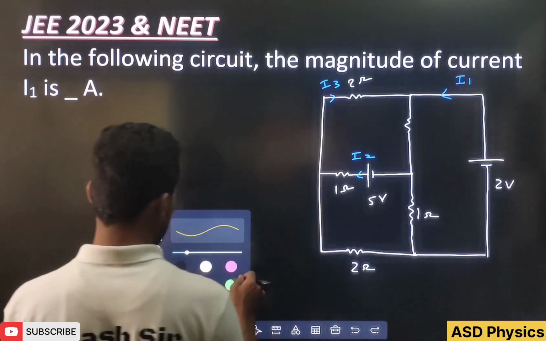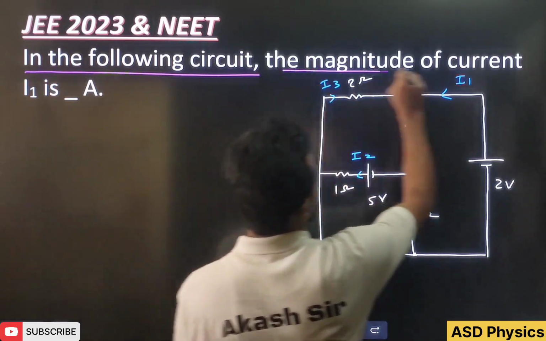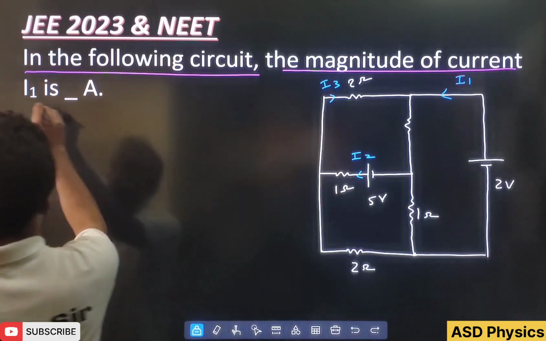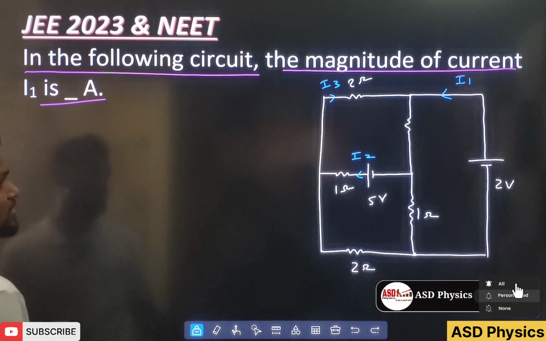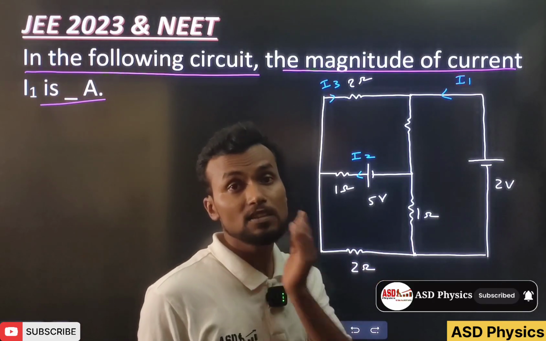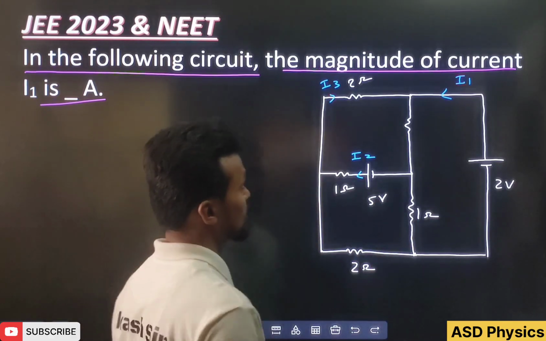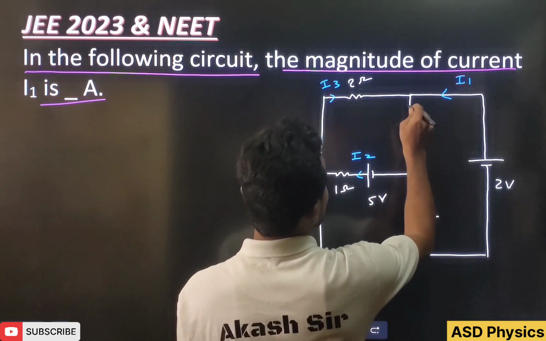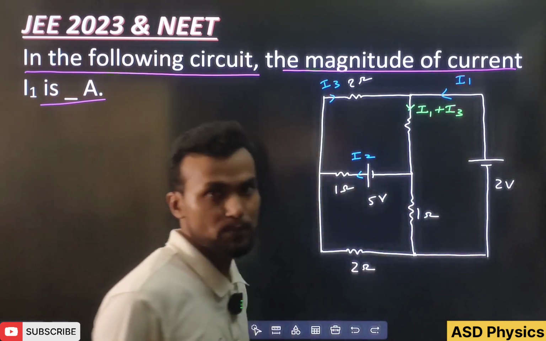Now students, in this question, the question is: in the following circuit, the magnitude of current I1 is how much? Here is a little bit complicated circuit. But whenever any kind of circuit is there, what do we have to do? We have to first satisfy the KCL, Kirchhoff's current law. So see, I3 is coming, I1 is coming. That means here how much will come, students? See, I1 plus I3.